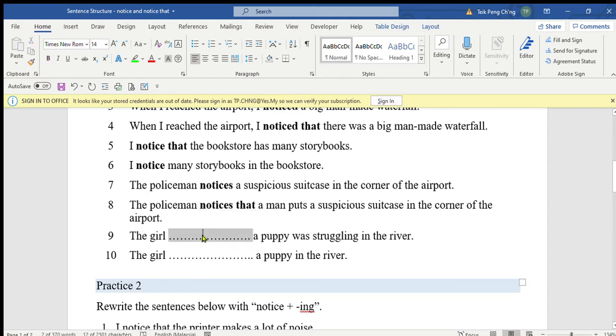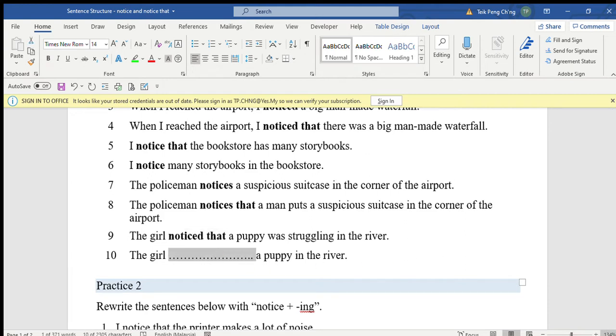Number 9. The girl and then a puppy was struggling in the river. The object is a sentence, so you have to use notices that. Oh, you have to use past tense. So the girl noticed that a puppy was struggling in the river.